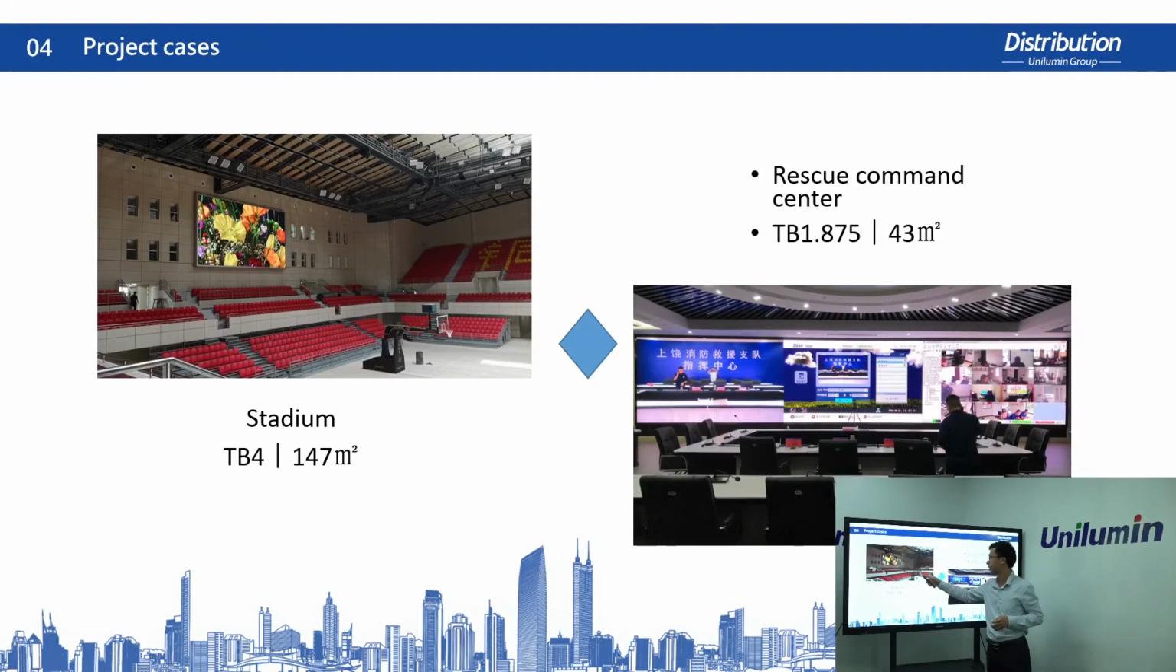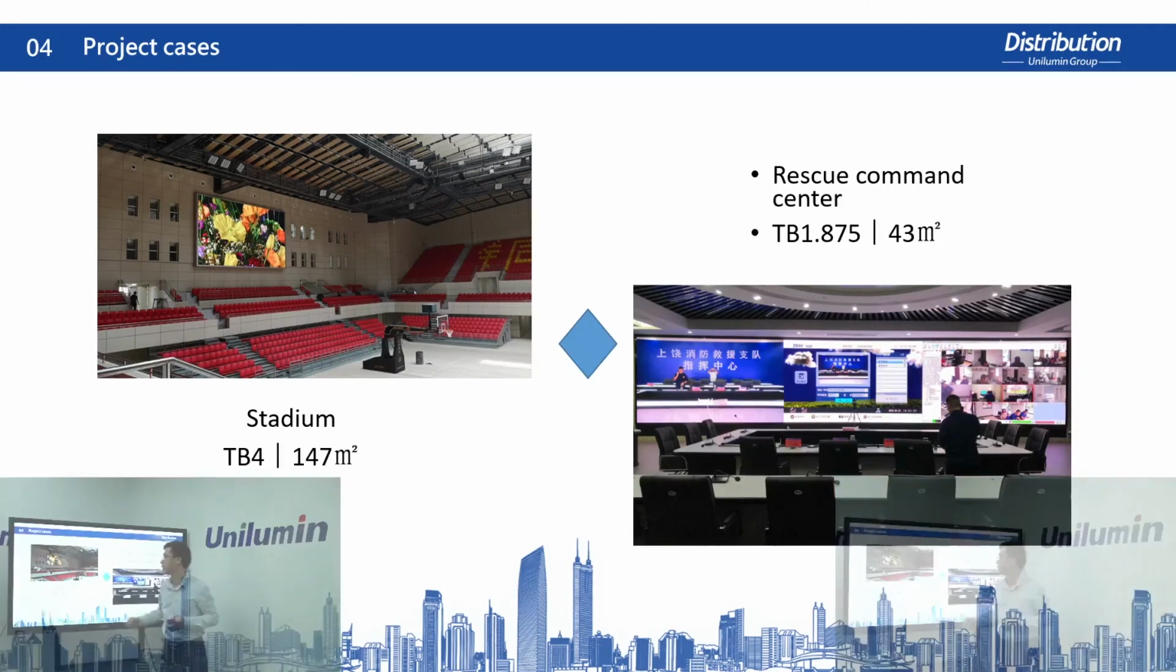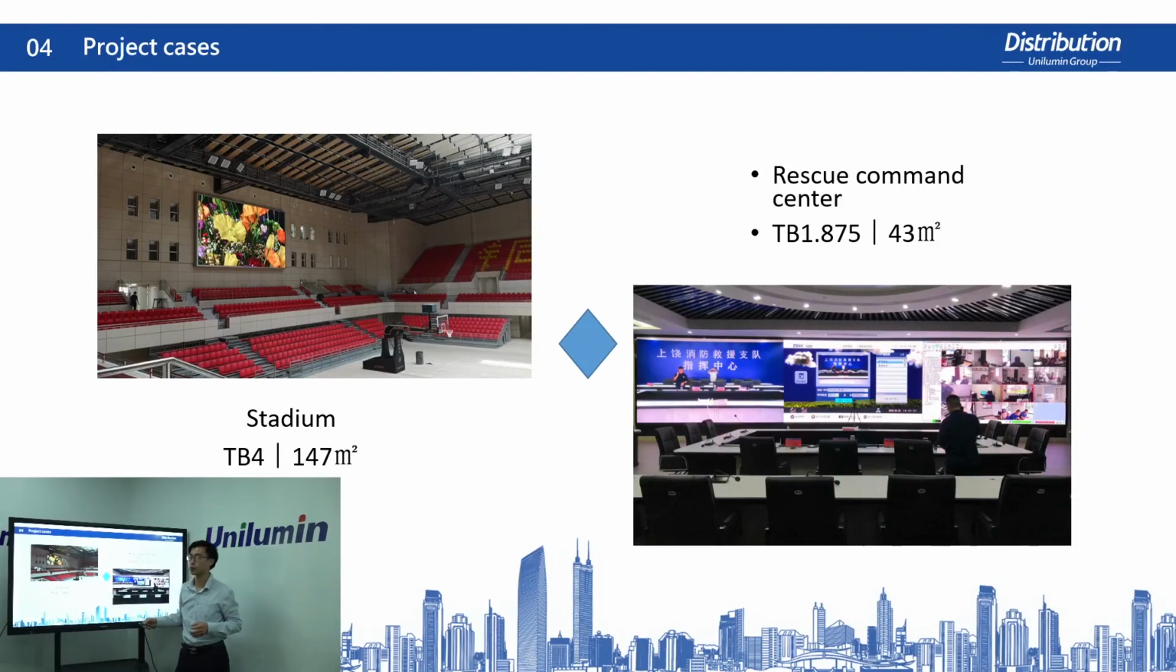In the basketball stadium, you can see here the P4. We made the project at 140 square meters. You see the picture is very nice, and the brightness is enough for the room. And for the smaller pixel pitch, we use TB 1.8 for the rescue command center. A lot of people are worried that the distribution product maybe cannot meet high-end applications, but here it is fine. Our product can be used in these high-end applications, and the customer likes it a lot.